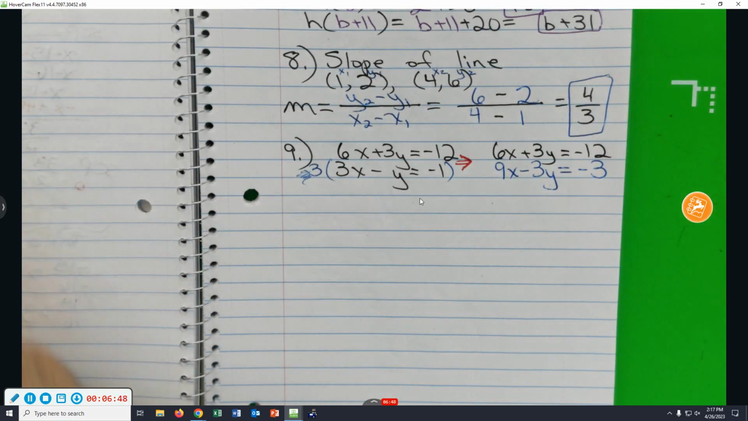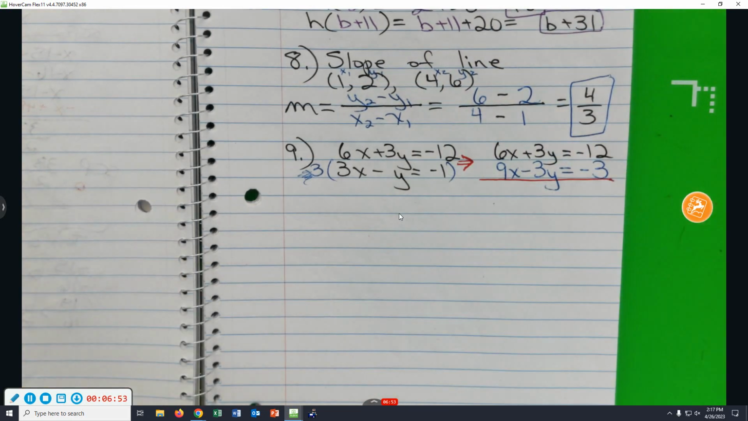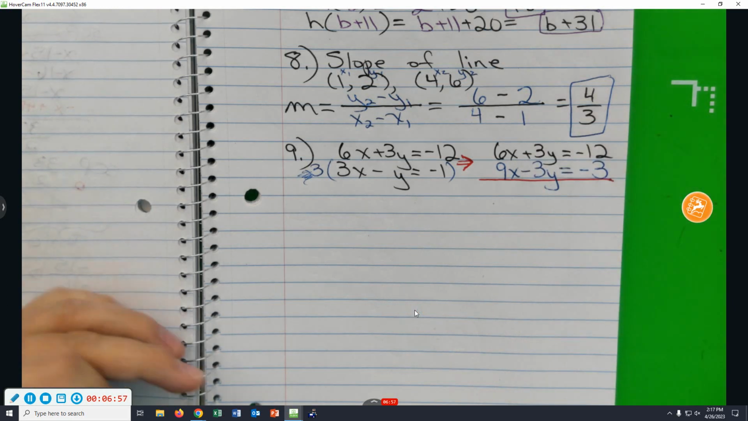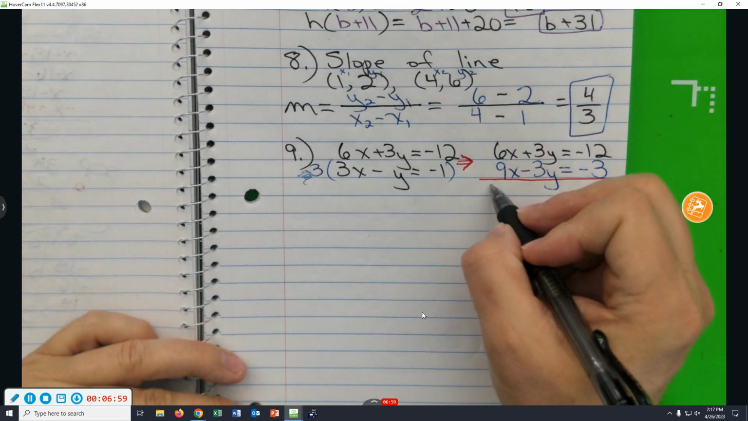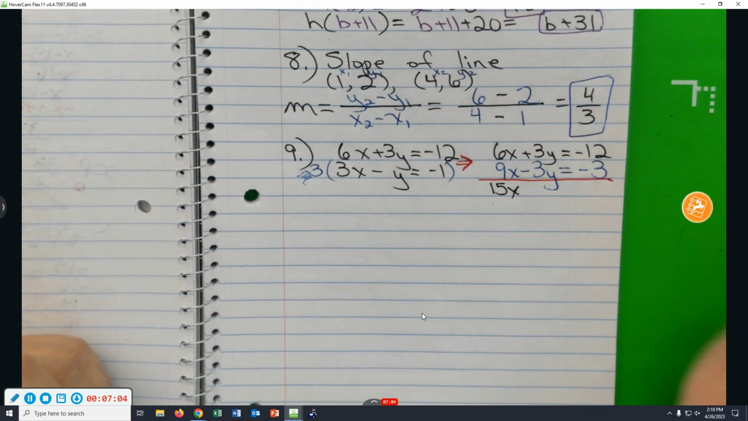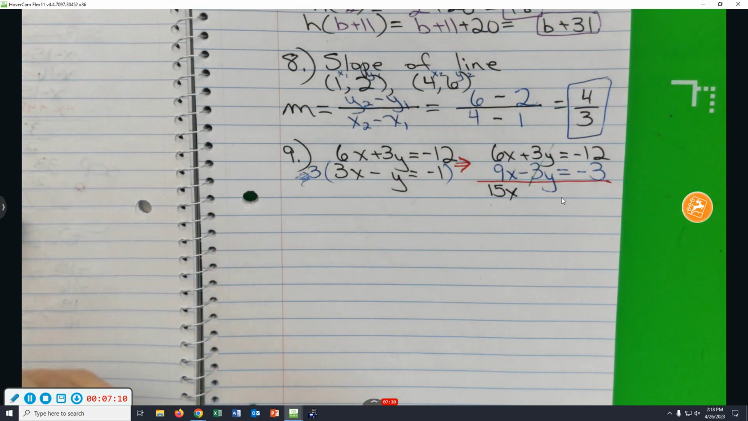And we'll add the two equations together. Adding the x terms together, we get 6x plus 9x, 15x. What's about to happen with the y terms? That's why they call this elimination. We've just eliminated the y terms.